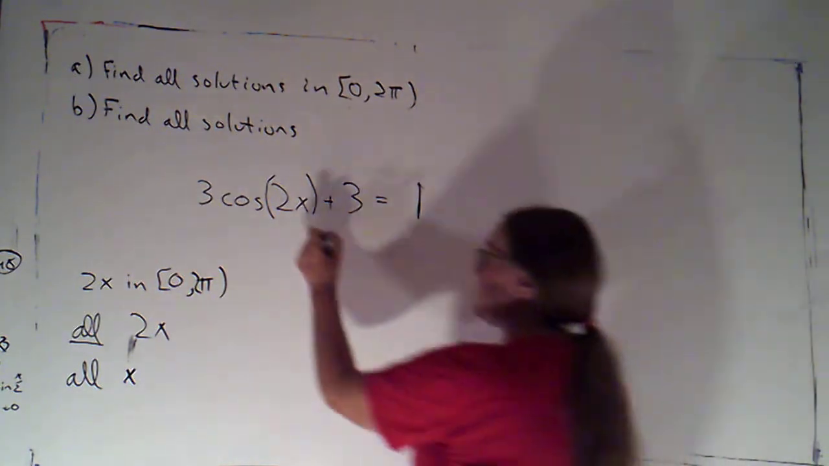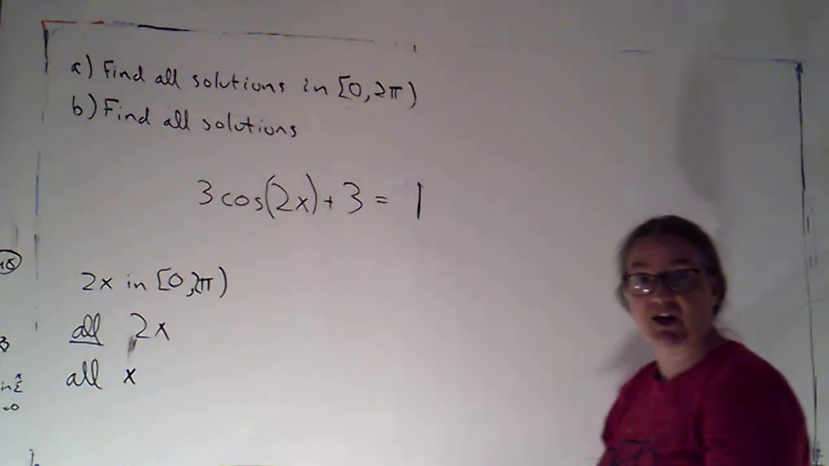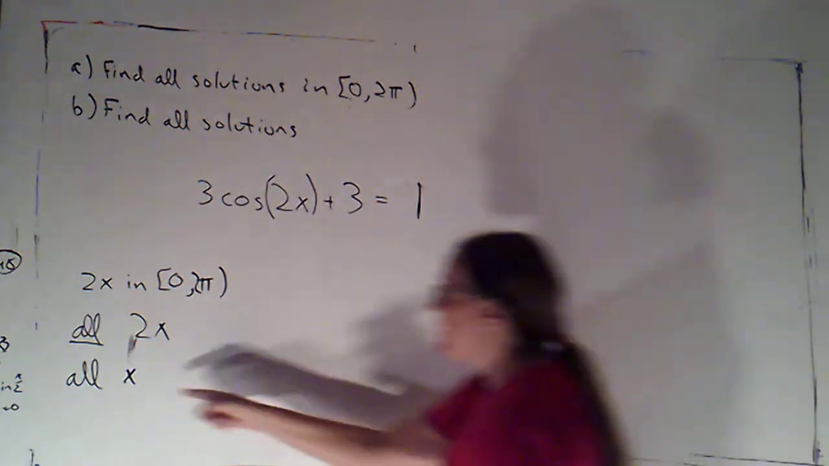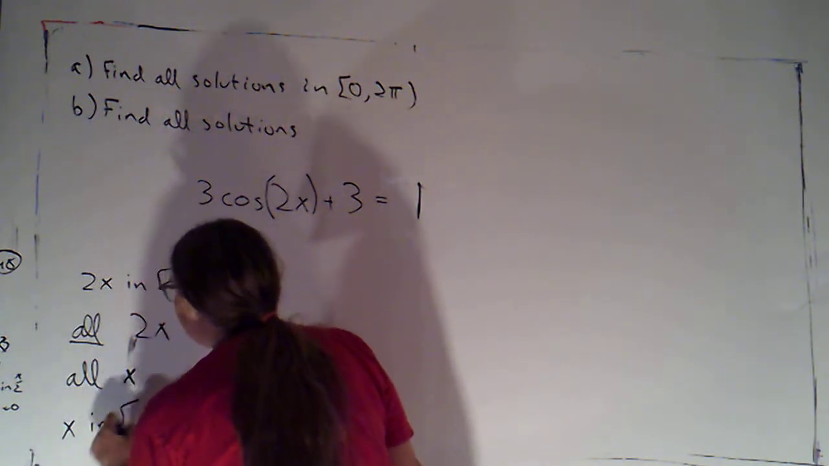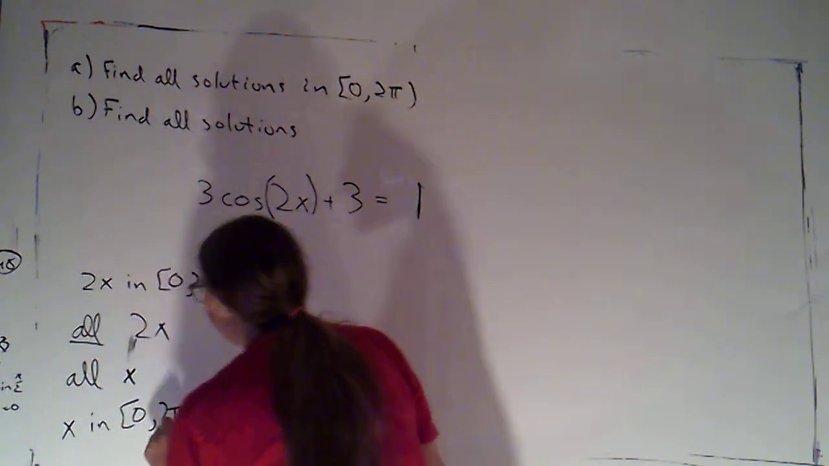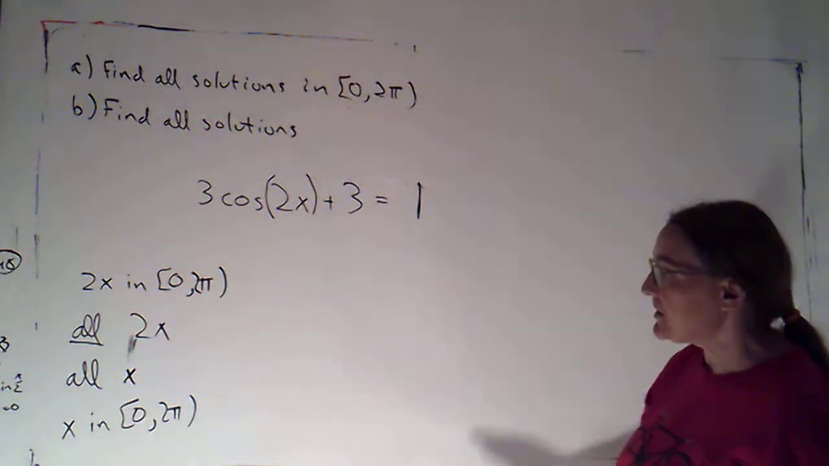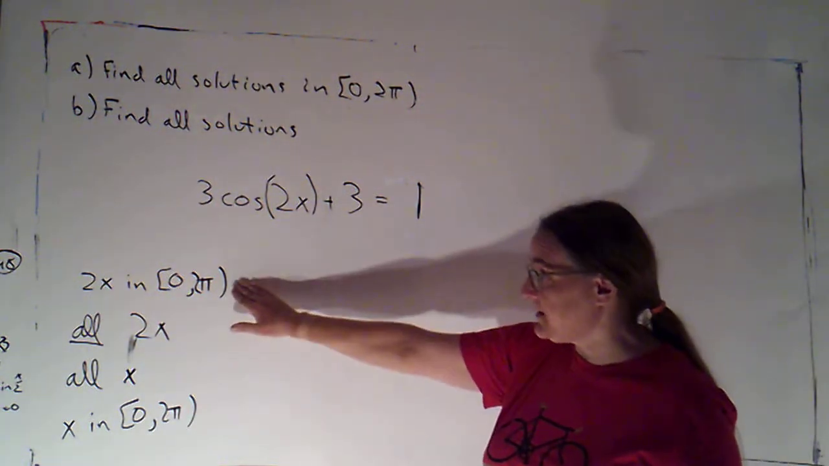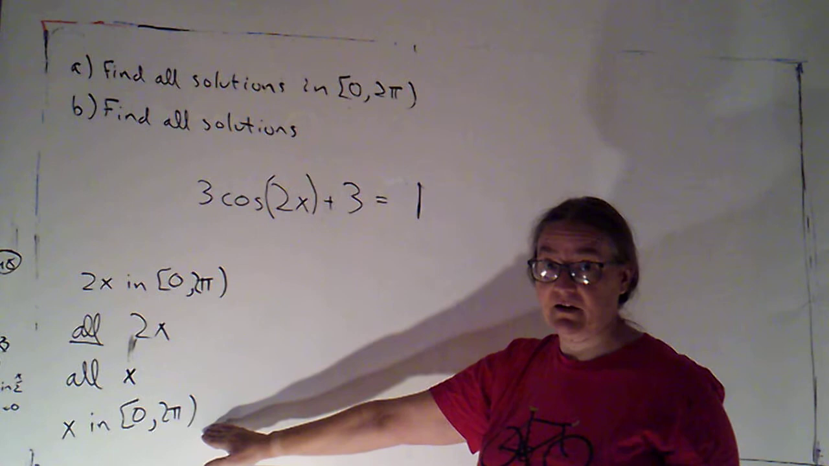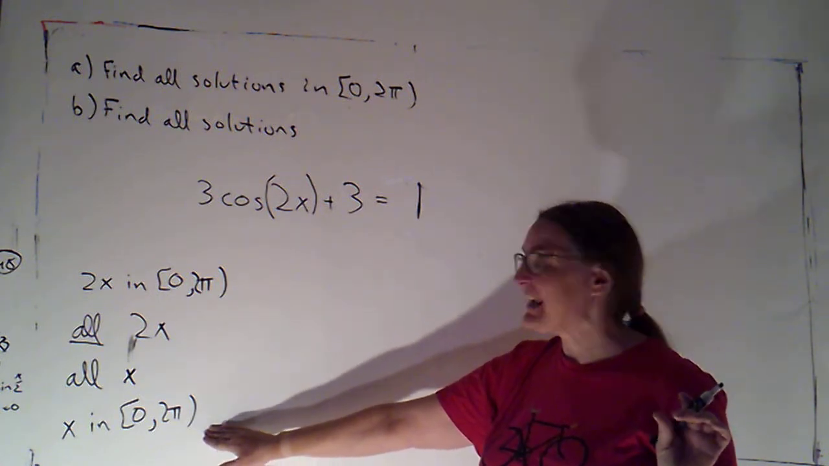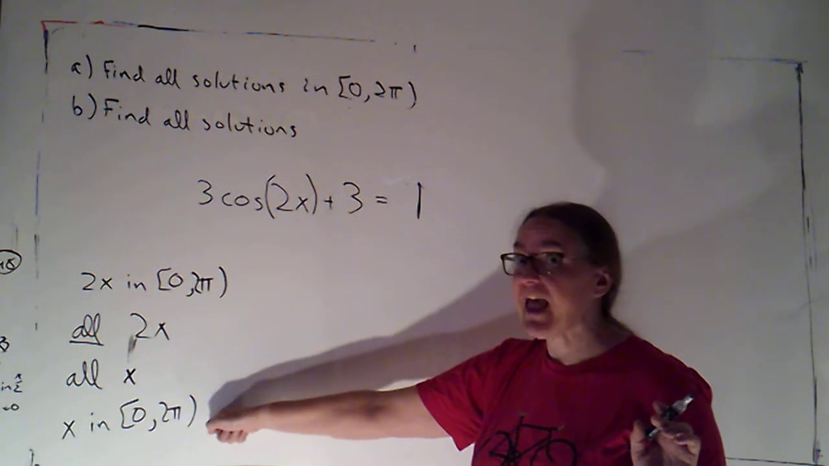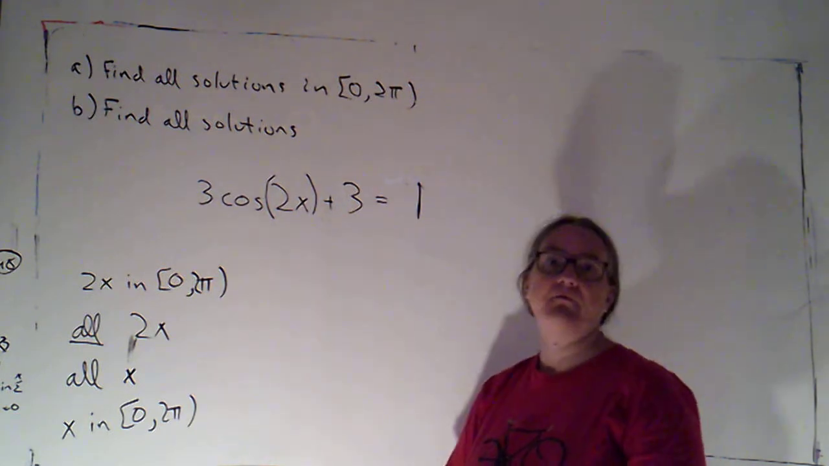Because first of all, I'm going to work with the angle that appears in the equation. And then, once I know all values of x, I'll find x in the interval from 0 to 2 pi. Notice there's a big difference between 2x being in this interval and x being in this interval. I can expect, since 2x is twice as big as x, I can expect there to be more values of x and fewer values of 2x that would fall in that interval.